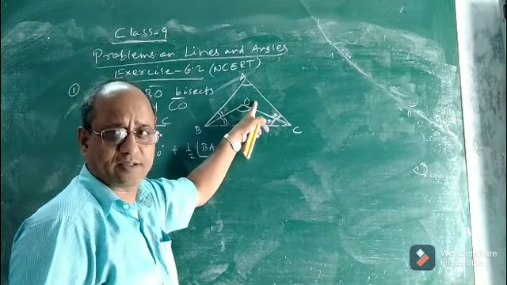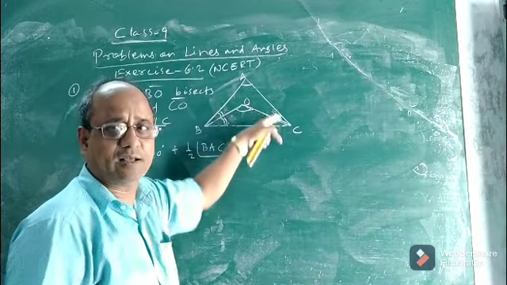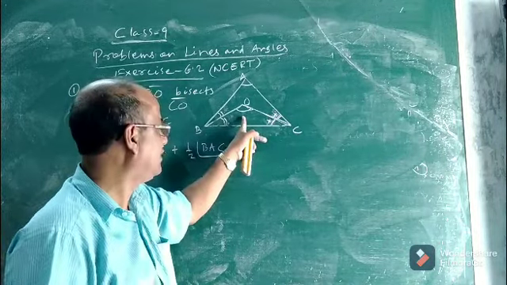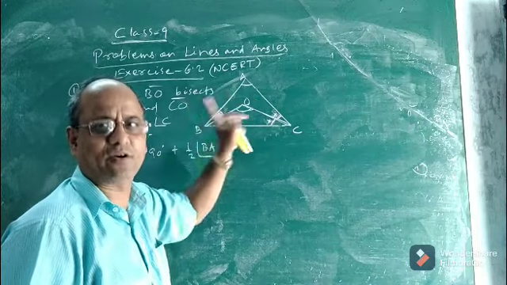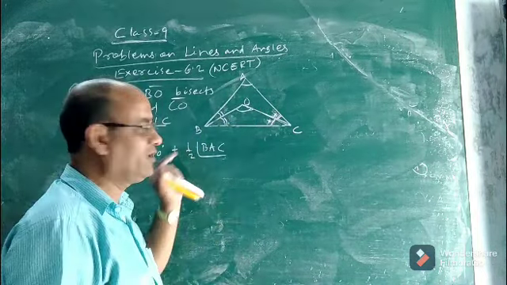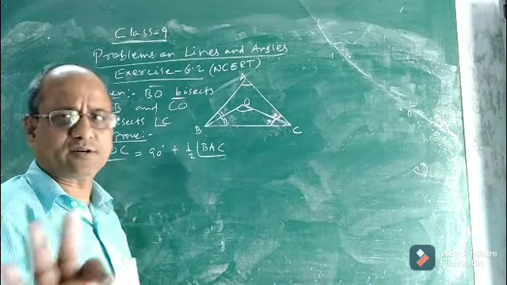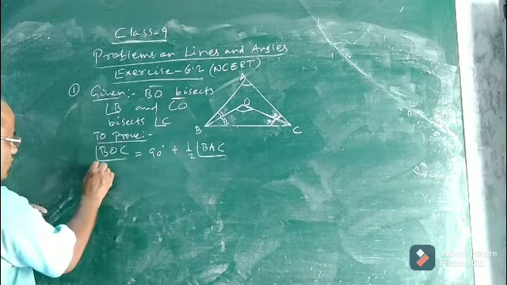O is the point of intersection of the two internal bisectors, namely BO and CO. How will you prove that the angle formed at O is equal to 90 degree plus half of angle BAC, or angle A? To prove this, no construction is required, we can do it directly. Let us see how.